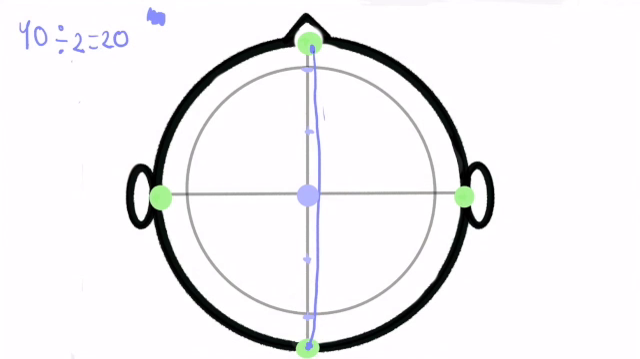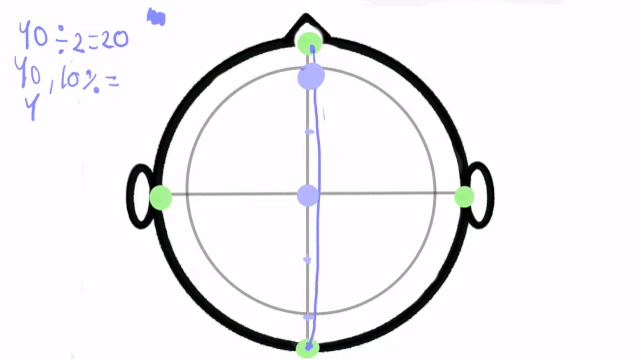Now we're going to find FPZ, which stands for prefrontal, and we're going to take that whole distance of the nasion and inion and divide by 10. So 40 is the whole distance, divided by 10 is 4 centimeters. So you're going to mark FPZ near the front of the head.